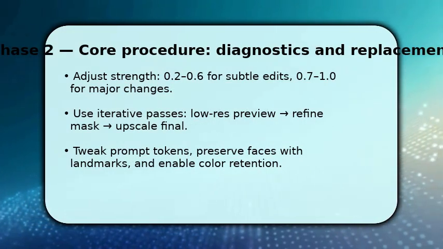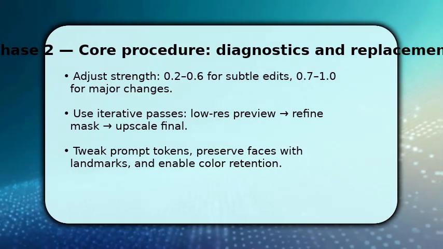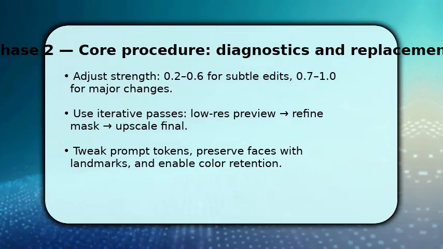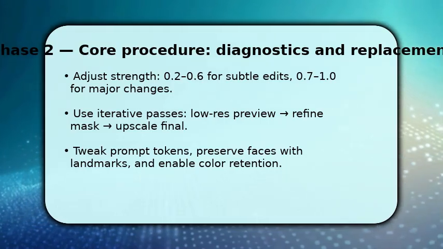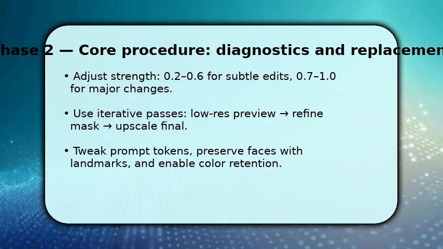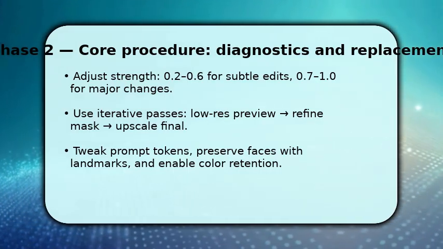Tweak model strength depending on how much change you want. Lower values preserve original detail, higher values replace it. Run an initial low-res pass, inspect edges and facial landmarks, then update masks and prompt specifics. Mention clothing, lighting direction, or color palette.